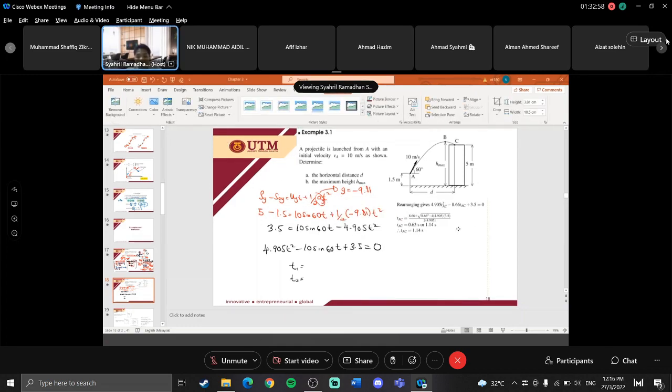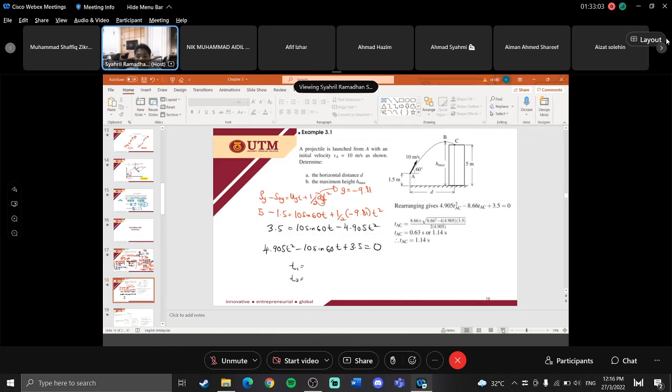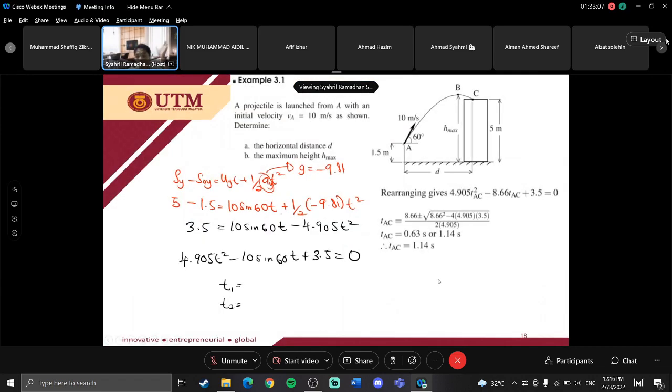Okay, for those who are not familiar with the quadratic equation, you can refer to this solution. For those who know how to use the calculator, you can use the calculator. You click the mode, then the equation, and then 2 degree. Based on the calculator, you can directly obtain the time. As from the books, it uses this solution.